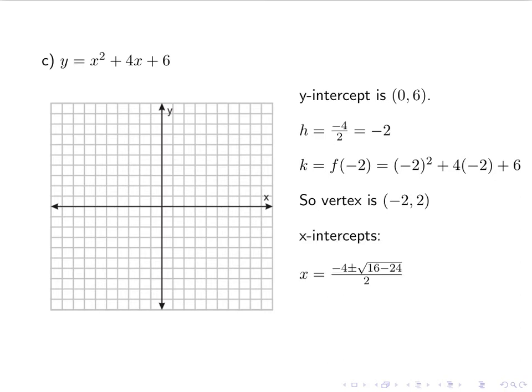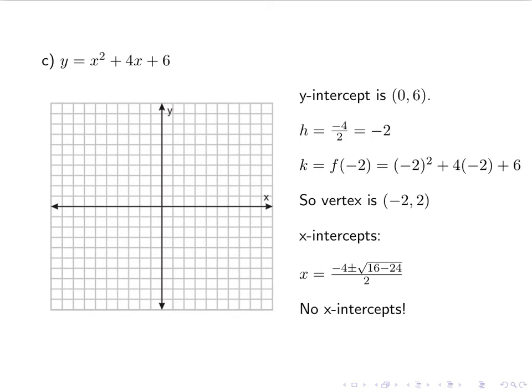So according to the quadratic formula, we should be getting -4 plus or minus the square root of 16 minus 24 over 2. Now notice what's inside my square root is a negative number. 16 minus 24 is -8. And we can't take the square root of -8. That's an imaginary number. So because of that, that tells us that there are no x-intercepts. And I said before that's a possibility. You can either have no x-intercepts, one x-intercept, which is the vertex, or two x-intercepts. So now we've seen a combination of all three.